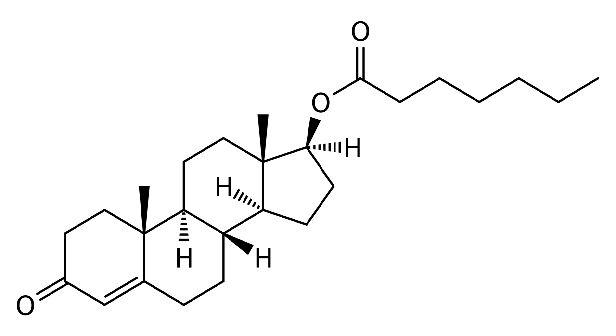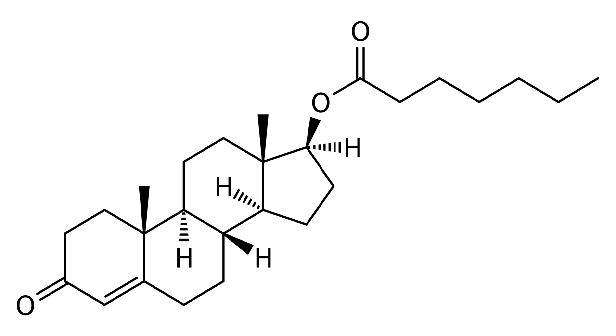Medical uses. Testosterone enanthate is used primarily in androgen replacement therapy. It is the most widely used form of testosterone in androgen replacement therapy. The medication is specifically approved, in the United States, for the treatment of hypogonadism in men, delayed puberty in boys, and breast cancer in women. It is also used in masculinizing hormone therapy for transgender men.